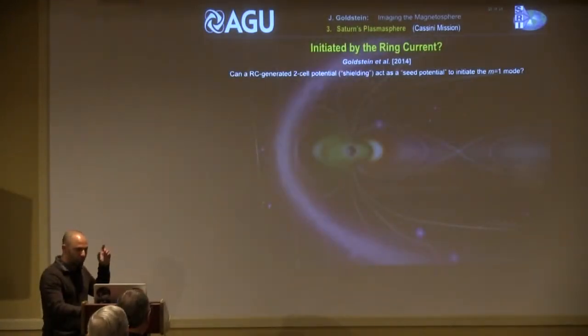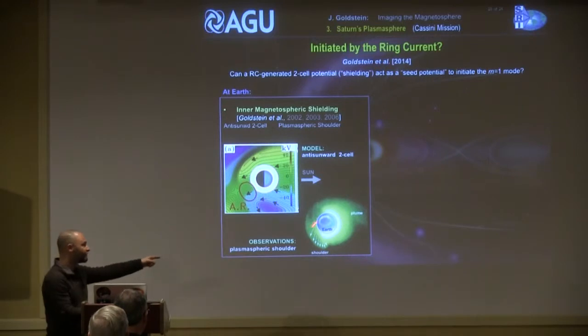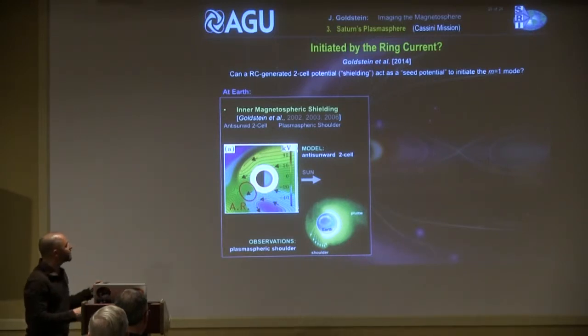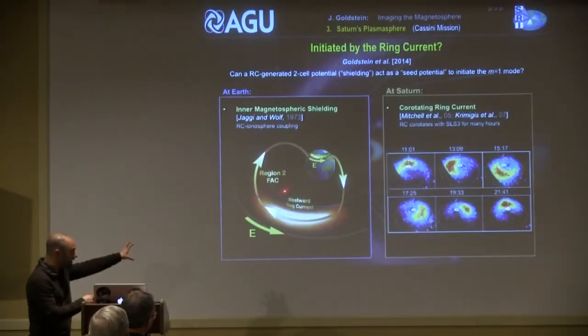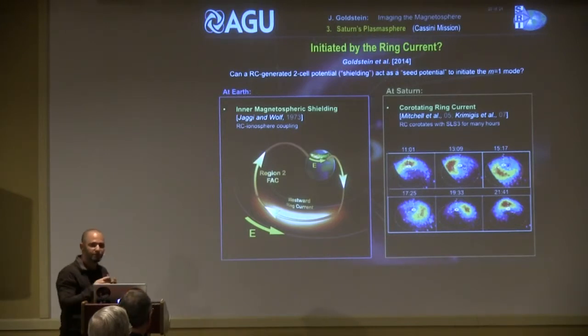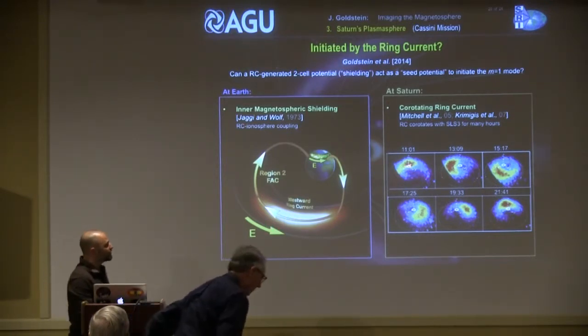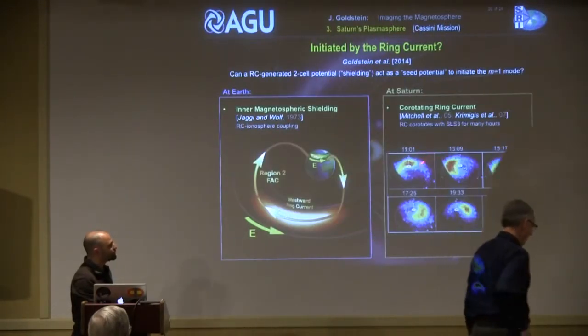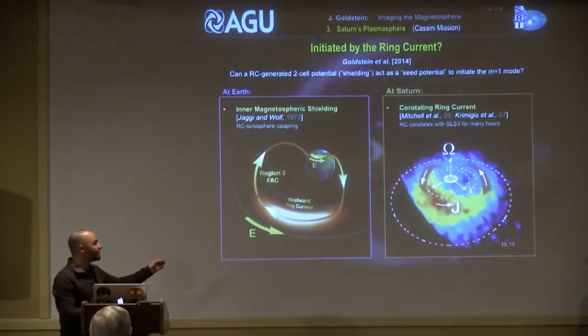So we put together a very simple model to study the question of whether or not this two-cell convection pattern produced by shielding at Earth, this idea, and we know it drags plasma out and forms a shoulder because we have very graphic proof of that in the imaging observations. Can this sort of two-cell convection pattern, known to happen at Earth, work at Saturn to get started a global m=1 mode? At Earth, of course, the ring current injection is occurring on the night side, and then the ions are gradient-curvature drifting. At Saturn, the whole pattern is rotating around with the planet for many, many hours. So that means if there is a two-cell convection pattern, it's rotating with the planet.